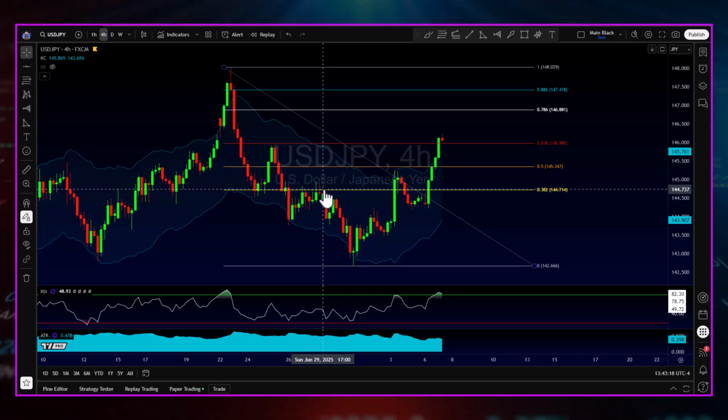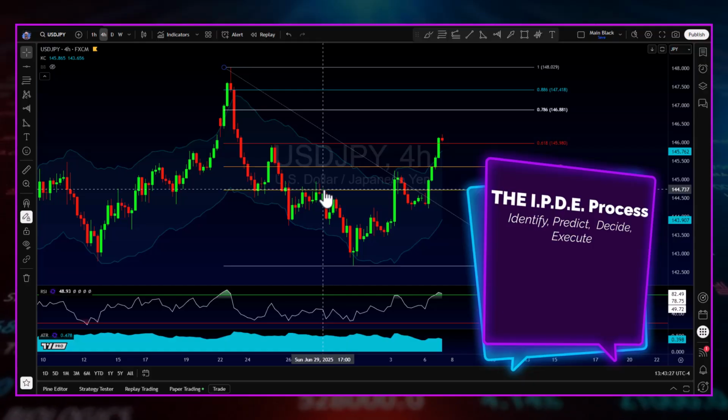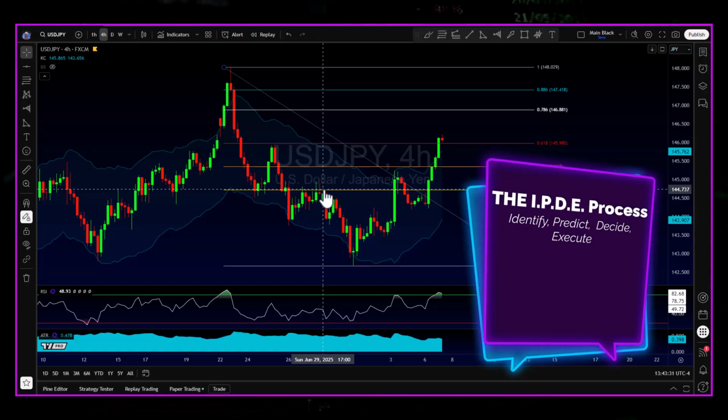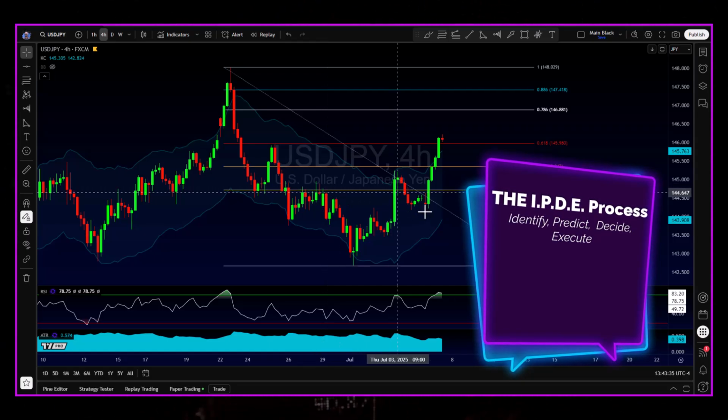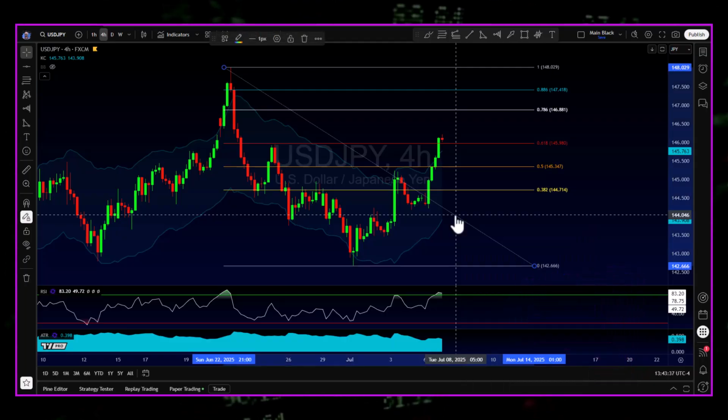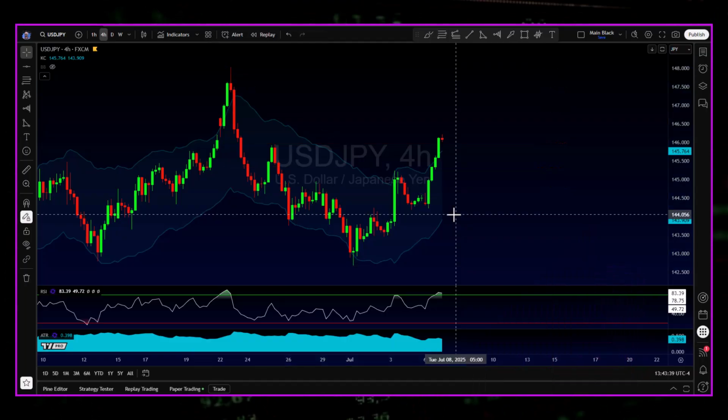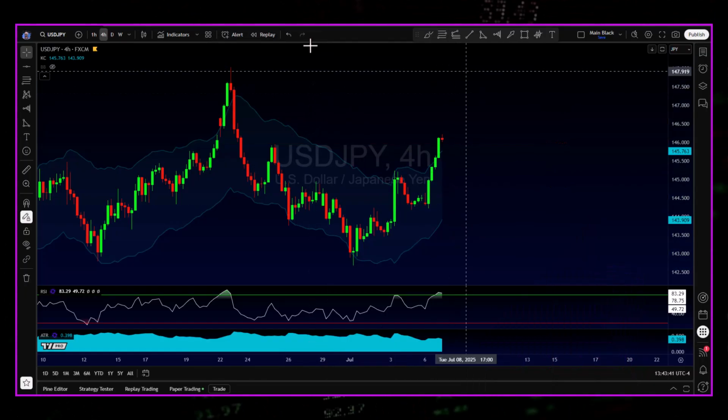Pattern trading aside, I use a four-step process in my analysis called IPDE. Identify, predict, decide, execute, where I want to identify what price is doing. I want to then predict what it's likely to do next. I want to decide how and if I can get involved. And then eventually I want to execute the order. And here's what my analysis tells me here, if I were strictly looking at this from a non-pattern perspective.